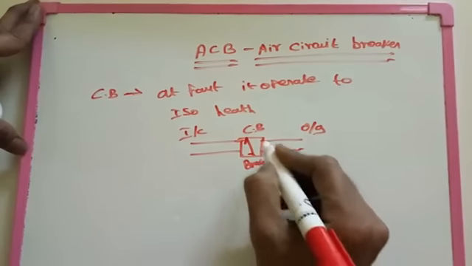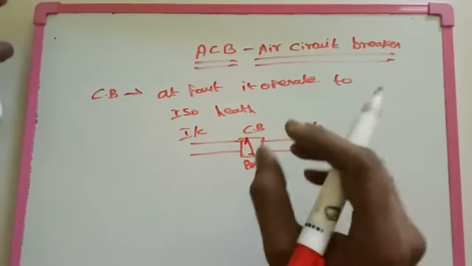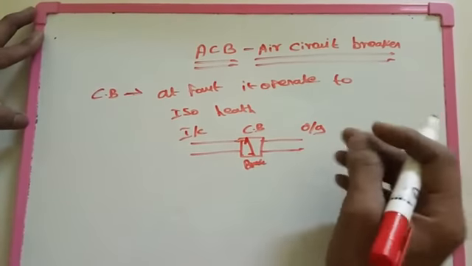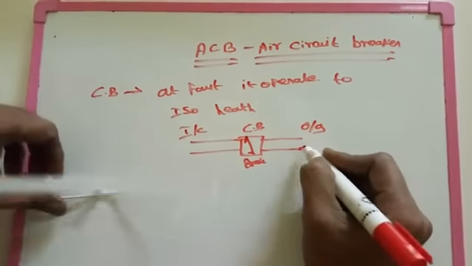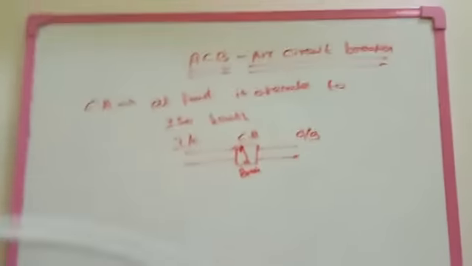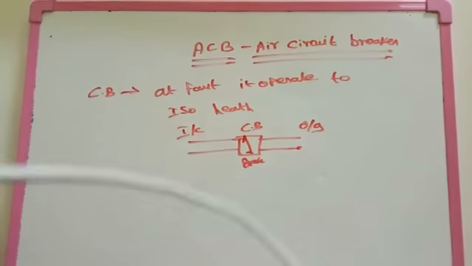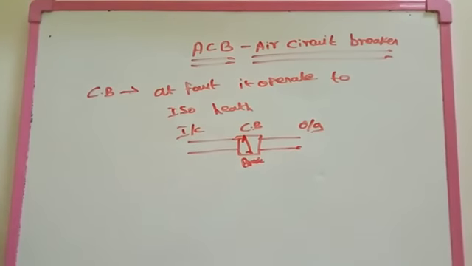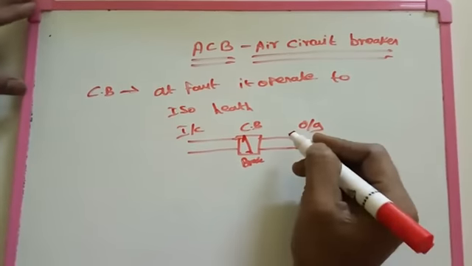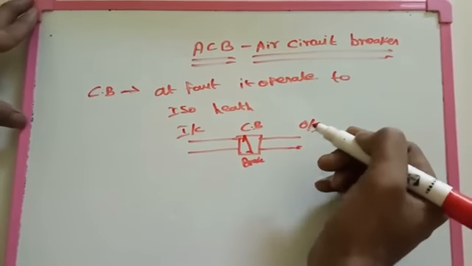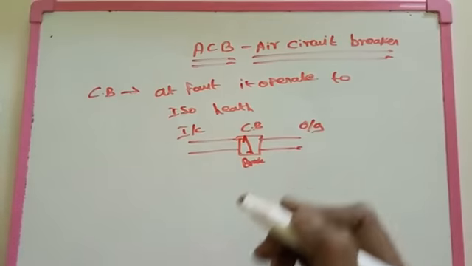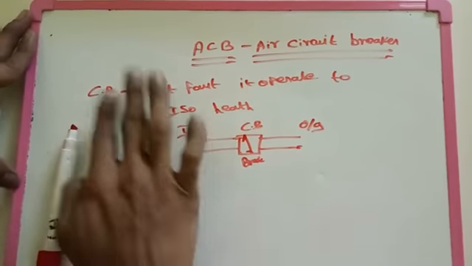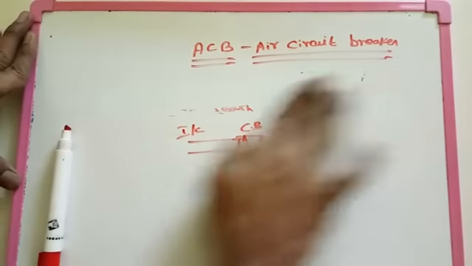So the circuit breaker operates at the time of a faulty condition as a switching device. That means if any fault occurs in the network, it operates to isolate the healthy portion from the faulty portion. That's the work circuit breakers do. First we are going to see the types of circuit breakers, and then we are going to see the air circuit breaker.